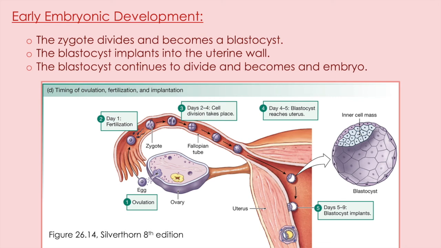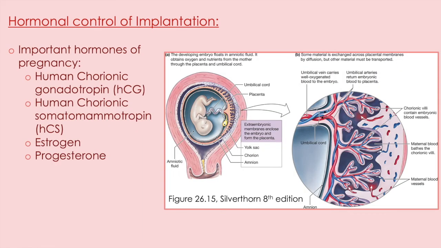Now let's talk about how hormones play a role in implantation of the embryo. When the blastocyst implants in the uterine wall, the placenta begins to form and the corpus luteum nears the end of its 12-day lifespan, unless the developing embryo sends a hormone signal to the corpus luteum. The placenta also secretes a lot of hormones that prevent menstruation during pregnancy. Some of these hormones are human chorionic gonadotropin, human chorionic somatomammotropin, estrogen, and progesterone.